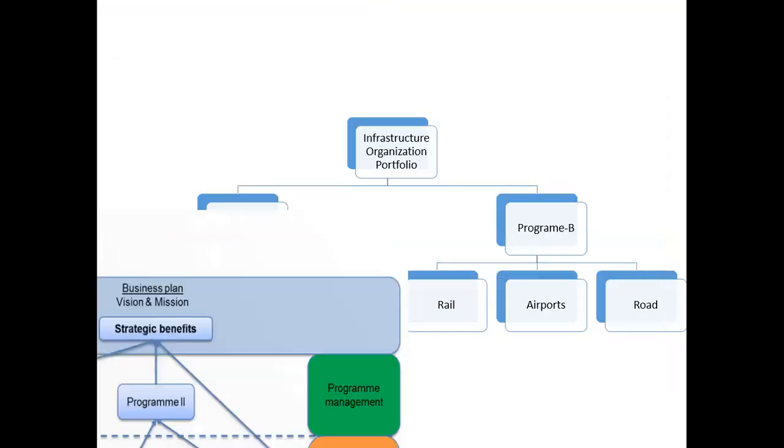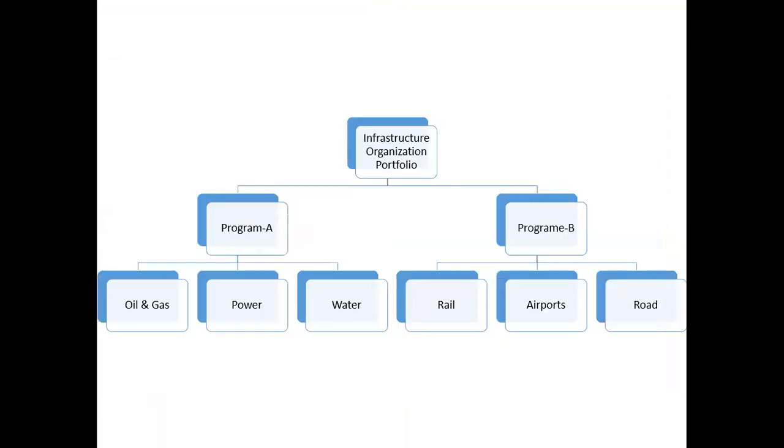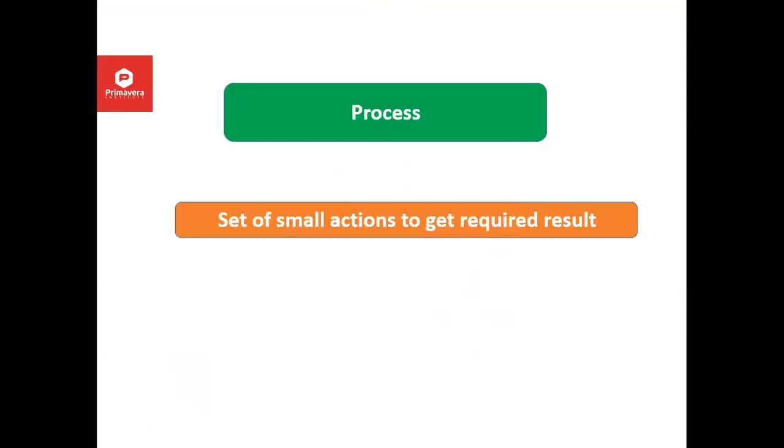And then there is an example, a real-time example. In an infrastructure organization portfolio, there is program 1 having oil and gas projects, power projects, and water projects. And then in program 2, rail projects, airport projects, and road projects. That is the portfolio level, that is the program level, and that is the project and sub-project level. And then we have a process.